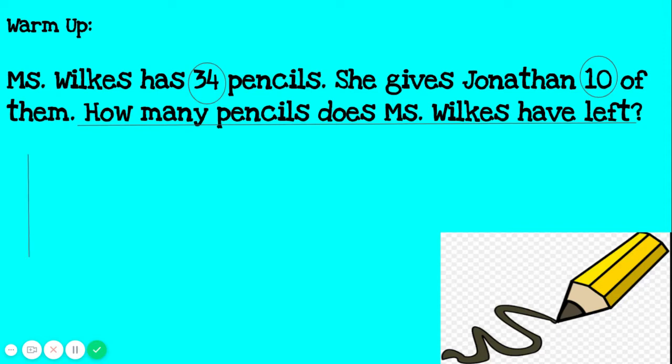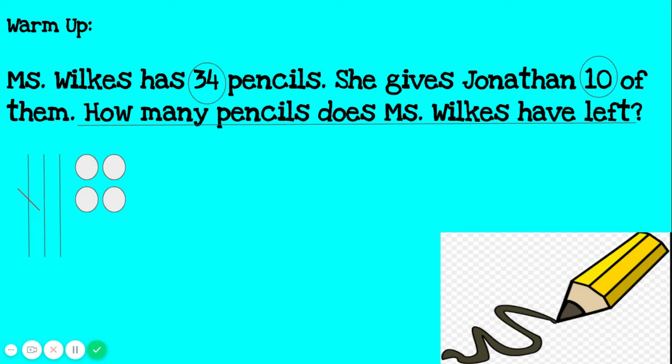10, 20, 30, 31, 32, 33, 34. All right, it says she gives 10 of them to Jonathan. All right, so that means I'm going to take away 10. I'm going to take away a 10. How many pencils does Miss Wilkes have left? I have 24 pencils left, 2 tens, 4 ones.